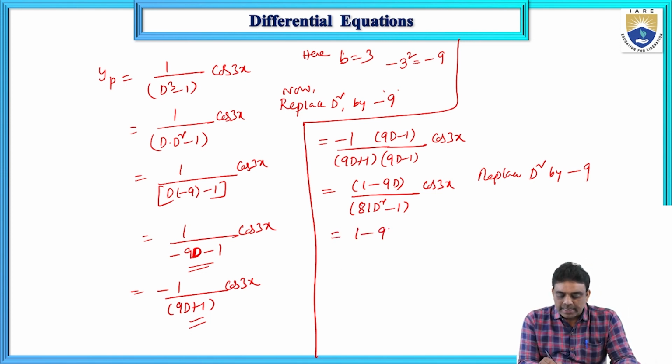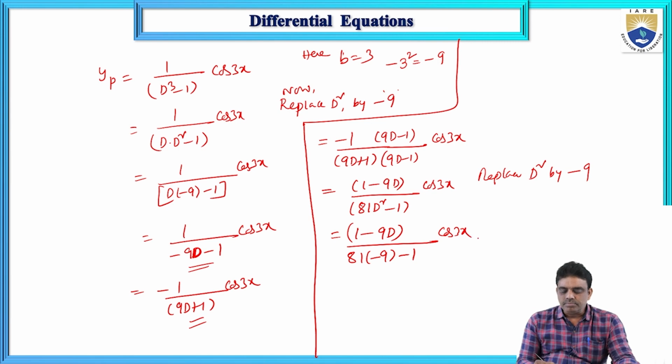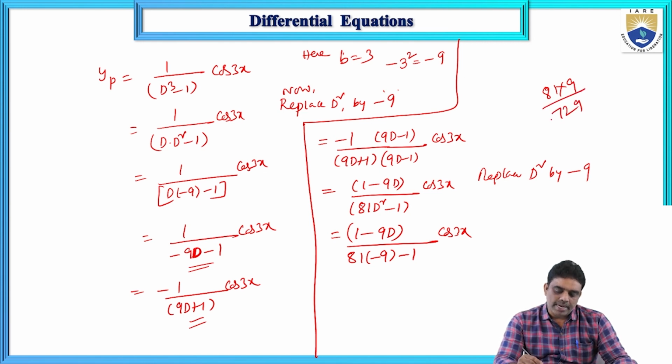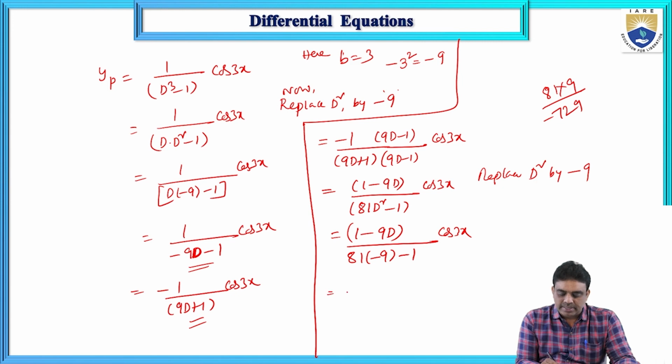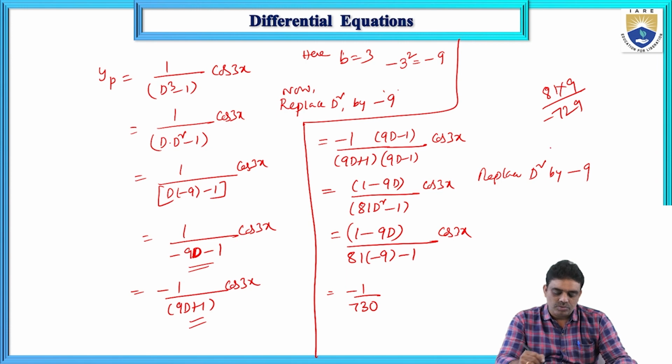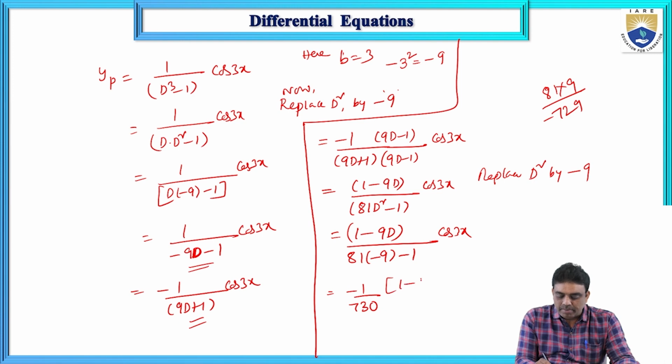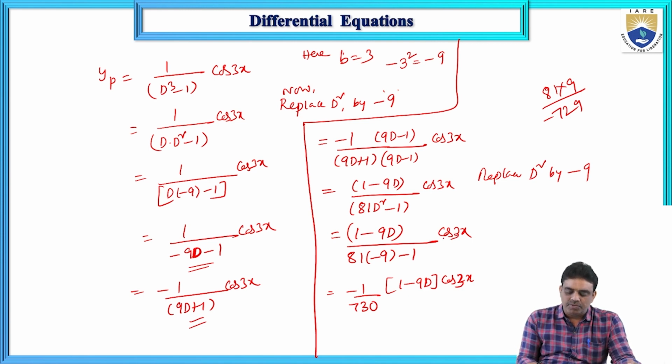Then what we will get? 1 minus 9D by 81 into minus 9 minus 1 of cos 3x. So what is the constant in the denominator? 81 9s. 9 1s are 9, 9 8s are 72. Minus 72 minus 1, that is 730. Minus 1 by 730. Remaining here 1 minus 9D of cos 3x.